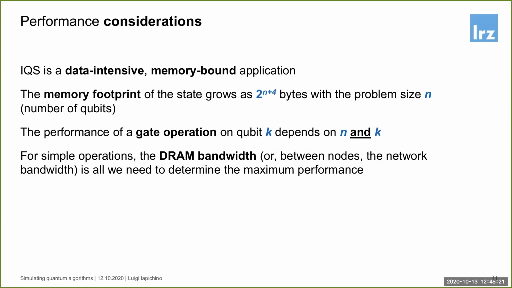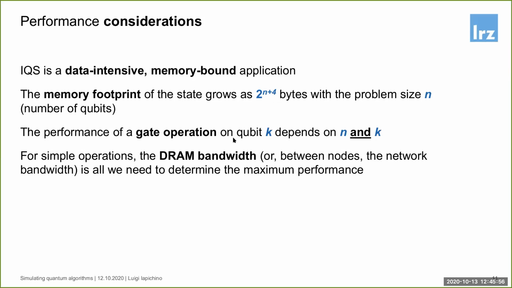So from a viewpoint of performance, IQS is a data-intensive application and also memory-bound. We have that the memory footprint of the state grows as 2 to the n plus 4, where the 4 comes from working with floating point numbers, and every amplitude is a complex number. So here comes the 4 into the game.